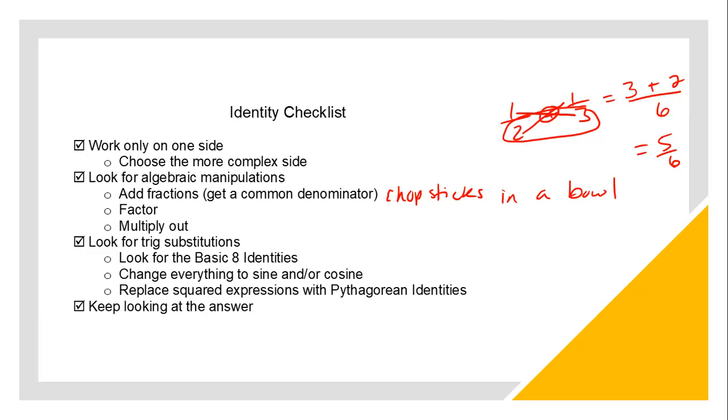So if you see cosine squared and sine squared, see if it's going to satisfy the Pythagorean identity. If you see tangent and secant, see if it satisfies the Pythagorean identity. And if you see cosecant with cotangent, see if it satisfies. Okay. Keep looking at the answer. So keep looking at your goal and see, okay, am I there? Am I there? All right.